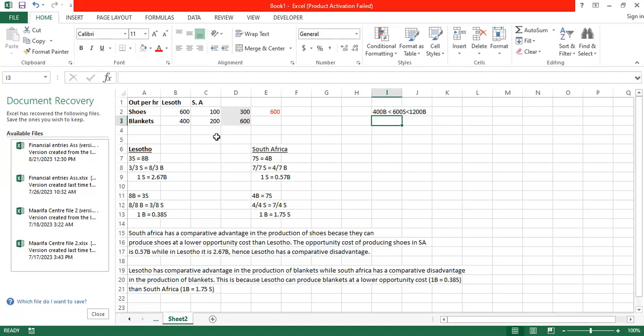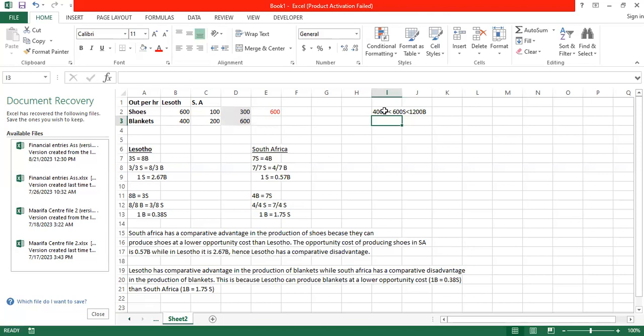So how you go about getting your answer, you first equalize. You first of all find the autarky price of shoes in Lesotho. So it's easier to use 600. So the price of 600 tons of shoes in Lesotho is 400 blankets. Then the big question is, what would be the price of 600 tons of shoes in SA? Given the ratio of 1:2, if your shoes is 600, then your blankets have to be double of that, which is 1,200. So that's how you arrive at that answer.